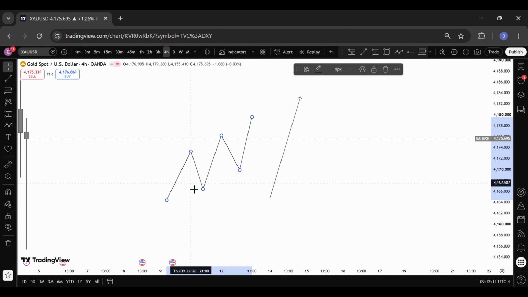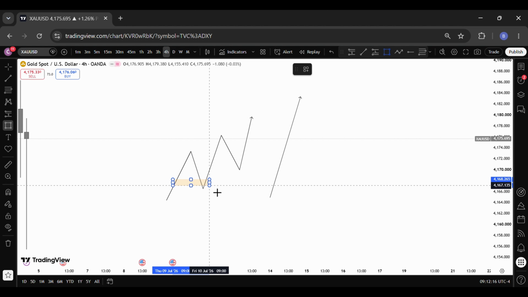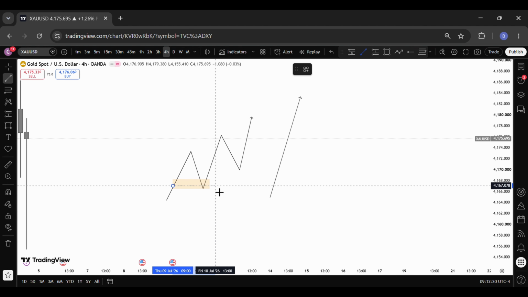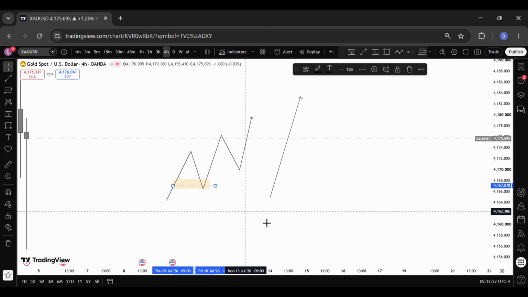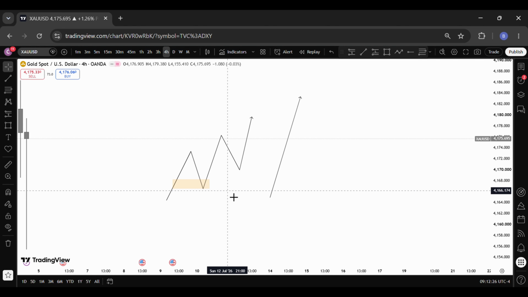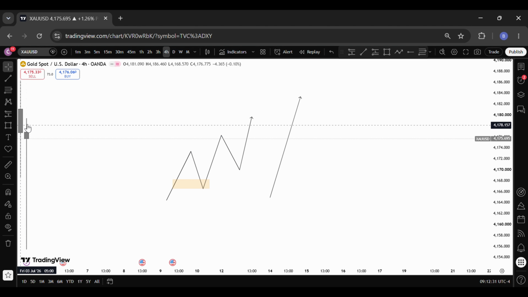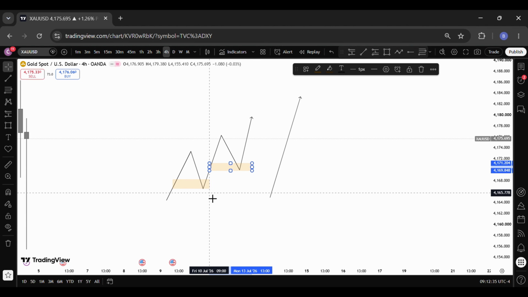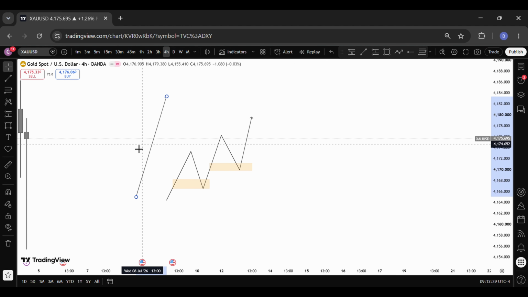We need to see some retracement to the downside to seek value from what? Either an imbalance, or there might be another block here, or a CISD there, but in this video I'm just going to be talking about imbalances. So seek value from an imbalance, continue going higher, seek value from another imbalance, continue going higher. This is price respecting the imbalance and respecting the trend.